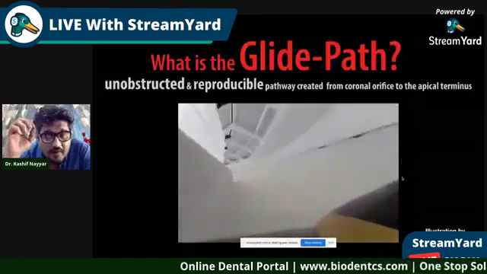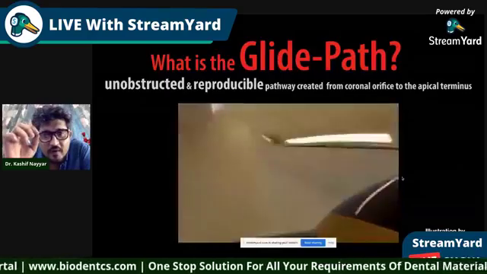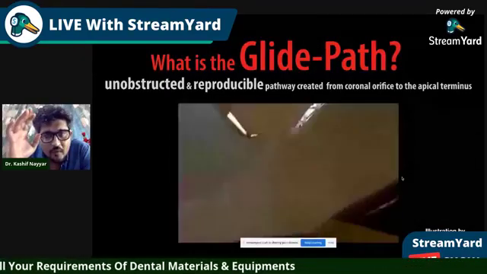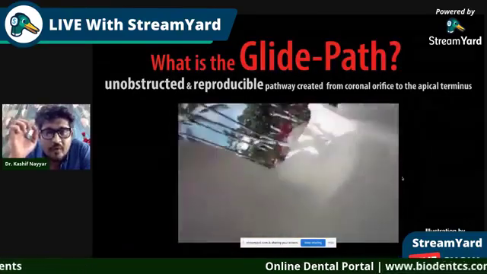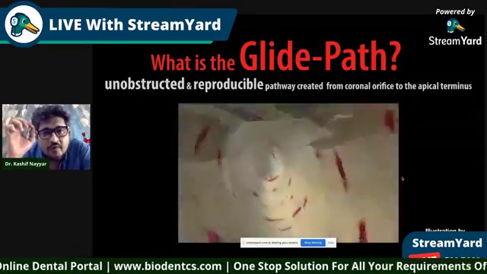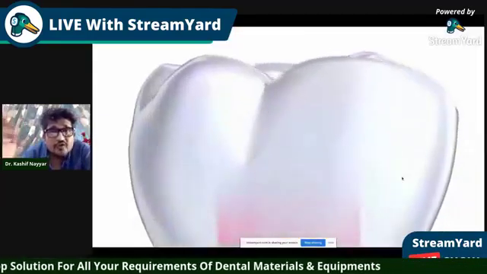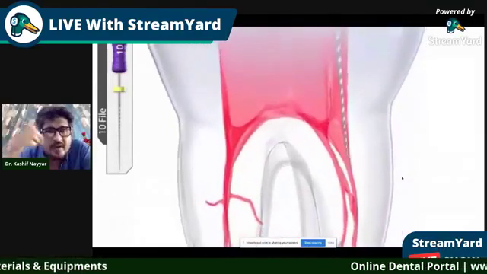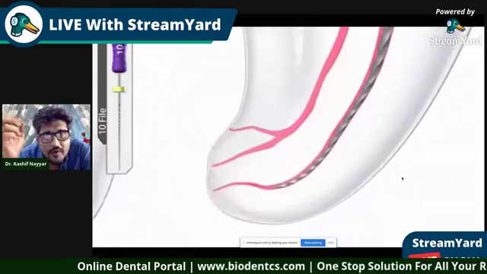Just think of it. If you experience a single obstruction before you, what will happen? Yes. So we have to make sure that there is no obstruction from the canal orifice all the way to the apical portal of exit. So this is the glide path. So how to do that? You create your straight line axis, you use your number 10 K file, and you insert it inside the canal and try to carry it all the way to the working length.